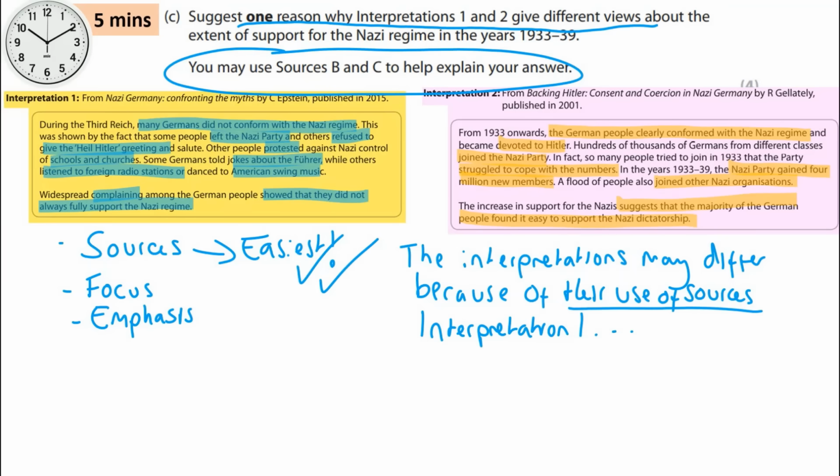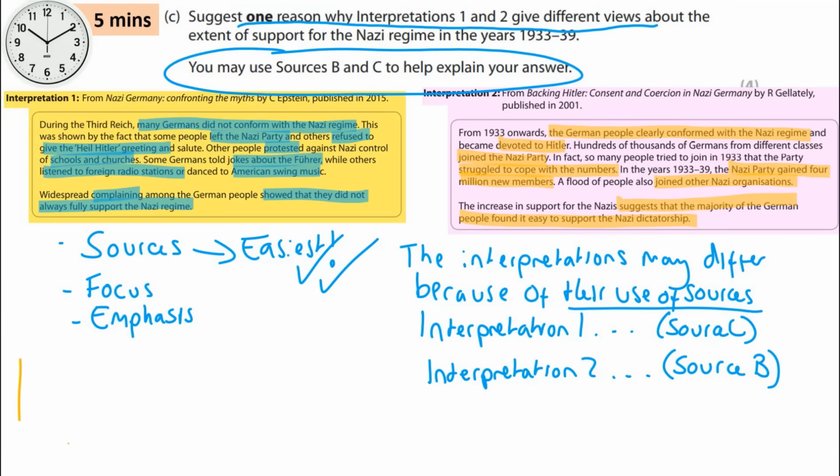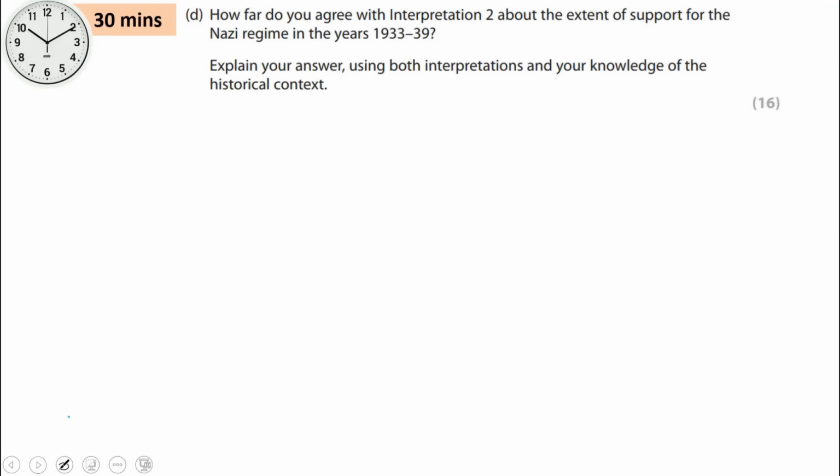So let's think about how this works. With interpretation 1, initially, it's going to have prioritized sources such as source C, and I would add a bit of information about how that shows people not supporting the Nazis. And interpretation 2 is going to be using source B, and this is evidence, obviously, of the dedication people have. Sources will be easiest, so provide evidence from the sources as to why that is. Please, whatever you do, don't just repeat how they're different, say why.